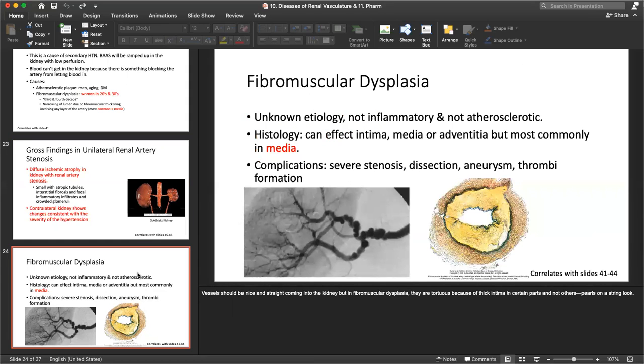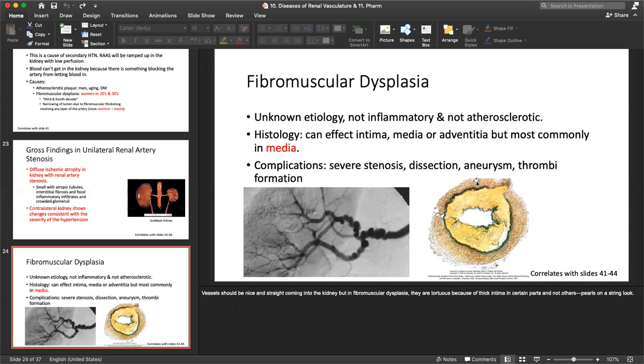Let's talk again about fibromuscular dysplasia, which is normally in women in their 20s to 30s. The etiology is not really known, but it's not inflammatory. It's not atherosclerotic. It can affect either the intima, the media, or the adventitia, but most likely it's the media. Complications are going to be severe stenosis, dissection, and aneurysm and thrombi formation.